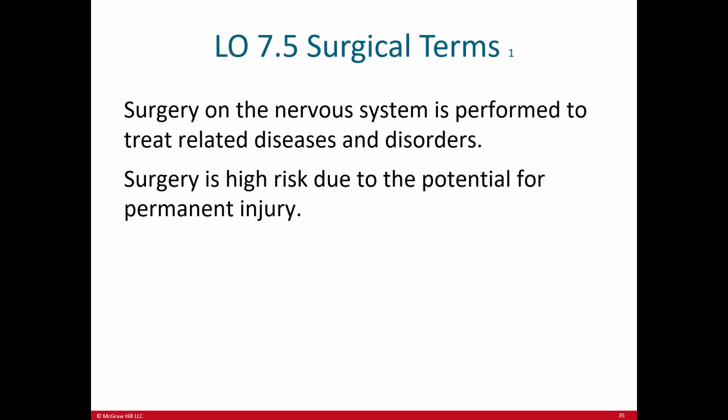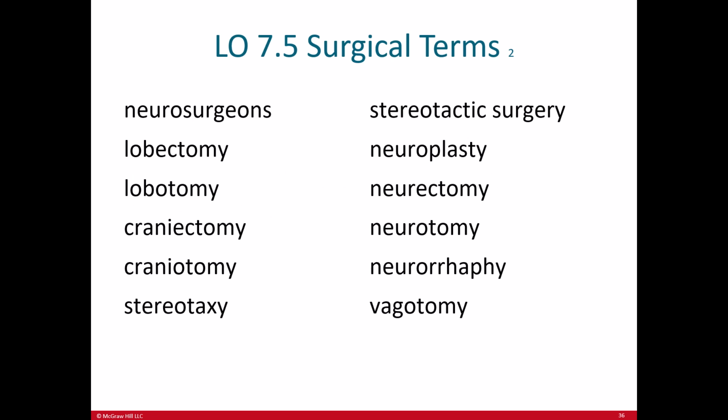7.5 surgical terms. Surgery on the nervous system is performed to treat related diseases and disorders. However, surgery is high risk due to the potential for permanent injury. Let's look at some of these surgical terms. We know our neurosurgeons are the ones performing these surgeries.